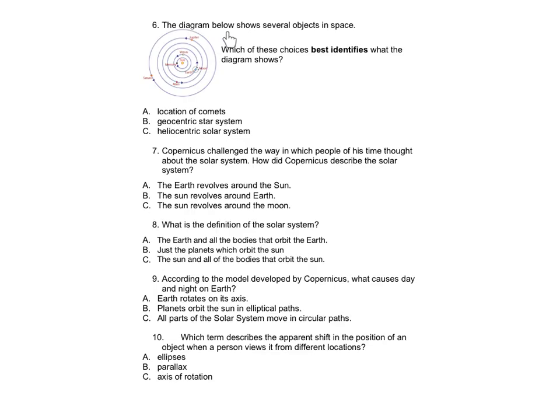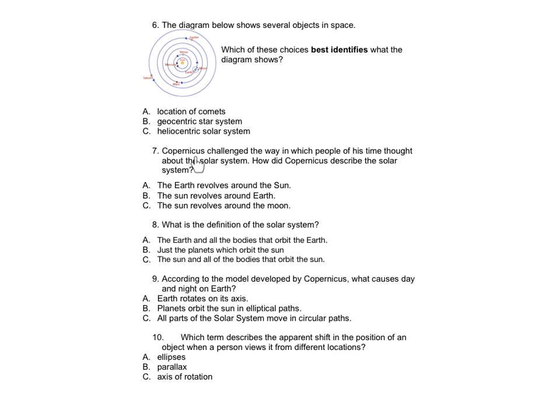Number 6. The diagram below shows several objects in space. Which of these choices best identifies what the diagram shows? A. Location of comets. B. Geocentric star system. C. Heliocentric solar system.